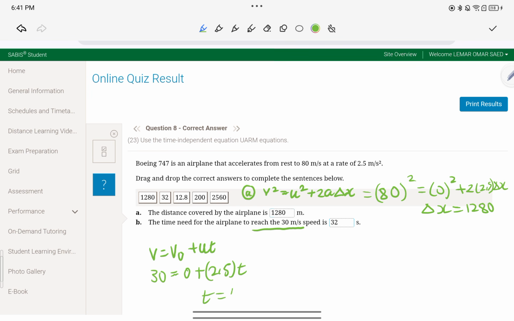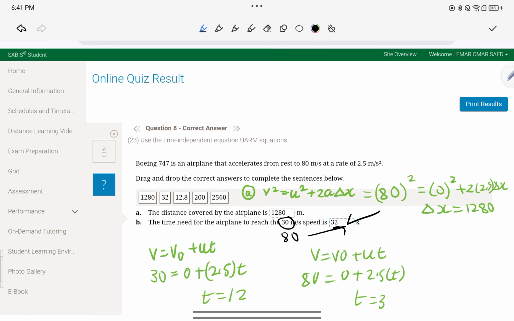So t equals 12 here. This is for the 30 meter per second speed, but the answer of 32 is for the 80 meter per second speed. If I do v equals v initial plus at, this is 80 equals 0 plus 2.5t, so t is equal to 32. So if they asked for 80, then yes, 32 is the answer. But here they asked for 30, so this is the answer.